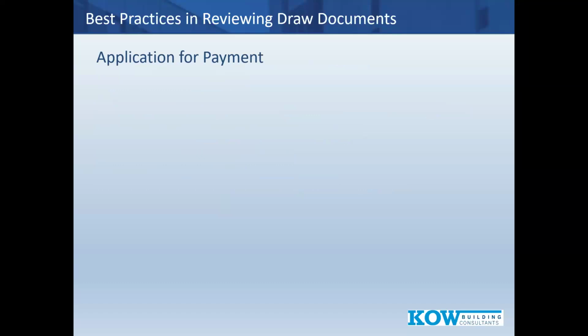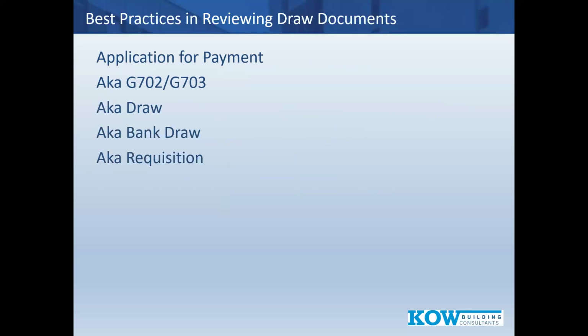So the first document we're going to look at is the application for payment, also known as the G702, G703, also known as the draw, also known as the bank draw, also known as the requisition, also known as the rec, also known as the hard cost draw. So if you're getting the idea here that we have our own language out there on the construction site, that's true, and in the construction finance world. But all of these things say the same thing.